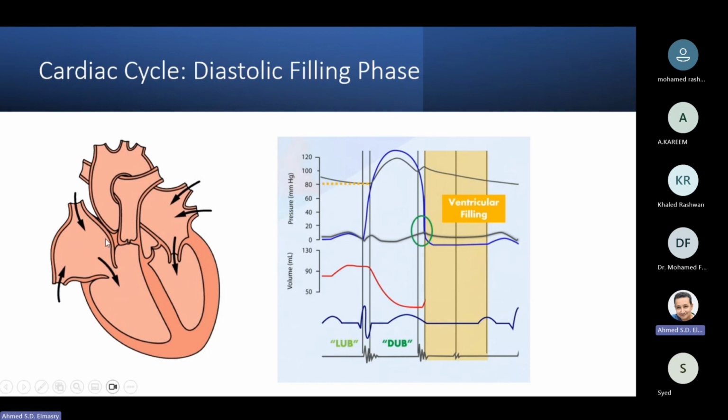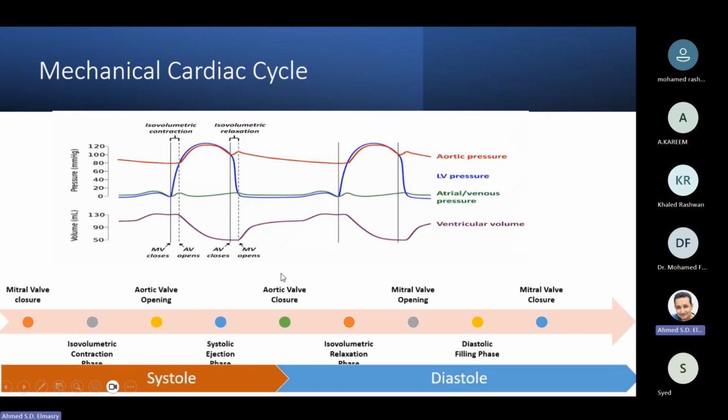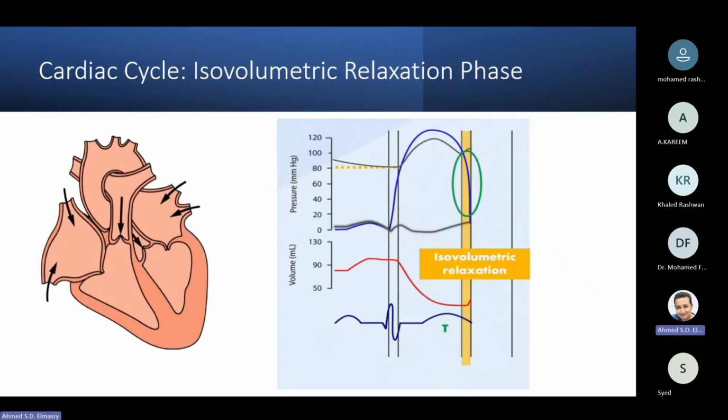After that, the mitral valve will start opening, leading to initiation of the diastolic filling phase, where the blood will be directed from the left atrium to the left ventricle. So ideally, you will notice a change in the volume inside the heart at this phase. So here the mitral valve will start the opening, and the volume inside the left ventricle will be increased till it reaches the maximum at the end of diastole, which is called the end diastolic volume.